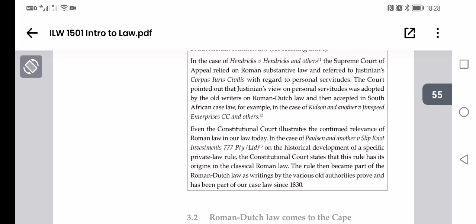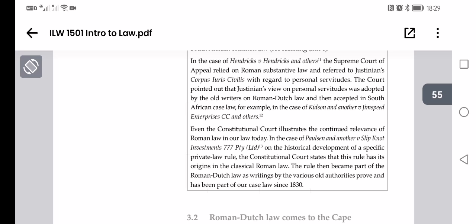In the case of Hendricks and others, the Supreme Court of Appeal relied on Roman substantive law and referred to Justinian's Corpus Juris Civilis with regard to personal servitude. The court pointed out that Justinian's view of personal servitude was adopted by the old writers of Roman Dutch law and then accepted in South African case law.